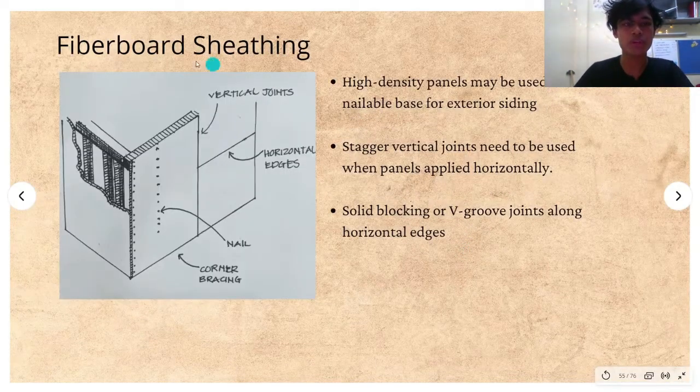Next we move to fiberboard sheeting. Fiberboard sheeting has high density panels, which may be used as a nailable base for exterior siding. So for the exterior siding of this sheeting, we must use the high density panels. Staggered vertical joints need to be used when panels are applied horizontally, same as other sheeting. And the last one is solid blocking or V-groove joint along the horizontal edge. So at the horizontal edge, we must use solid blocking or the V-groove.